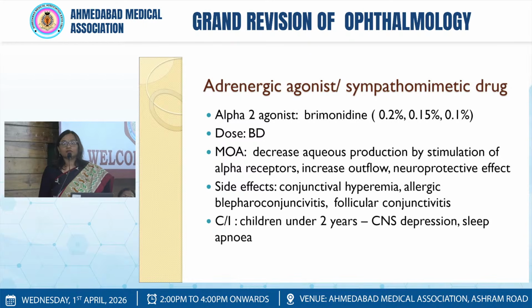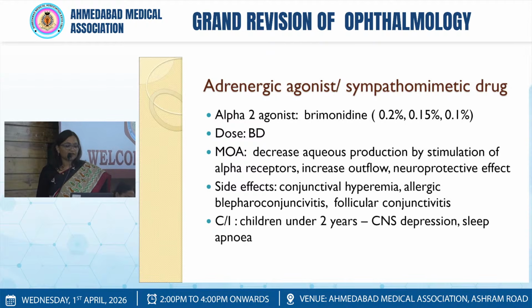The third class of drugs are adrenergic agonists or sympathomimetic drugs. These are alpha-2 adrenergic agonists. The book has given apraclonidine, which is not available in India, so we use brimonidine. There are various concentrations available, 0.2, 0.15 and 0.1. Because 0.2 has more side effects, they came with the lower concentrations. The dosage is 2 times a day.